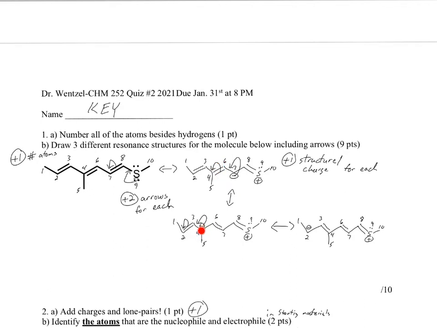And then another lone pair goes between carbon 3 and 4 to form a pi bond. The pi bond breaks and goes between 2 and 1 to go to carbon 2. Have a negative charge there. It goes to 3. Different resonance structures with arrows.